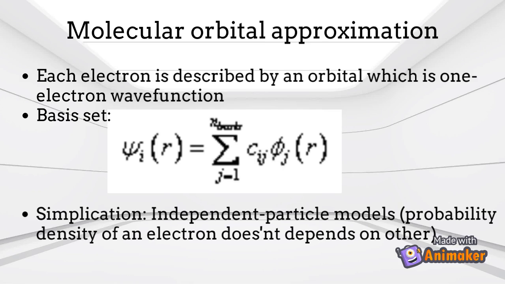As stated just now, the process of evaluation involves the approximation of the one-electron wave function, where each electron is described by an orbital, and this method is called the molecular orbital approximation. The basis set used is shown as this wave function where Cij is the coefficient, and we use the simplification of the independent particle models, where the probability density of an electron doesn't depend on the other electrons.